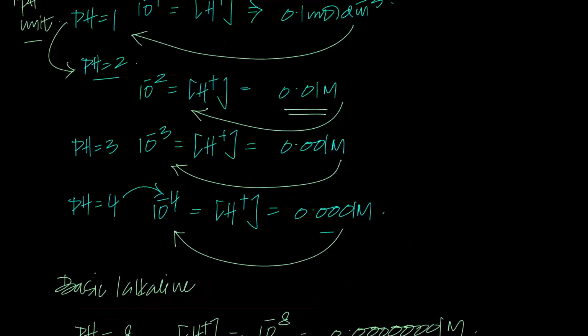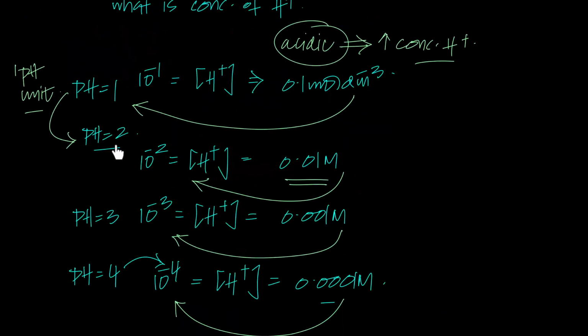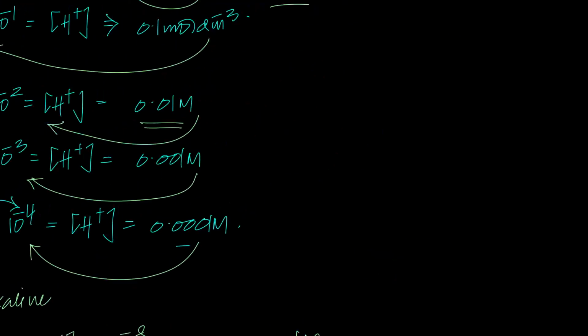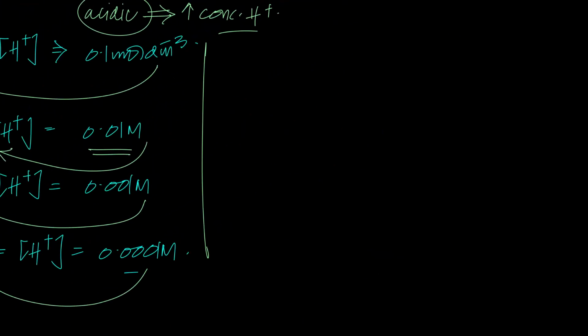If you go in the reverse order, it's going to increase. If you go from pH 2 to 1, it's going to increase by 10 folds. If you go from pH 1 to 2, it will decrease by 10 folds. It's pretty basic, right? And if I look at all of these concentrations, if you write it in its standard form, the superscript of 10 will be the pH.